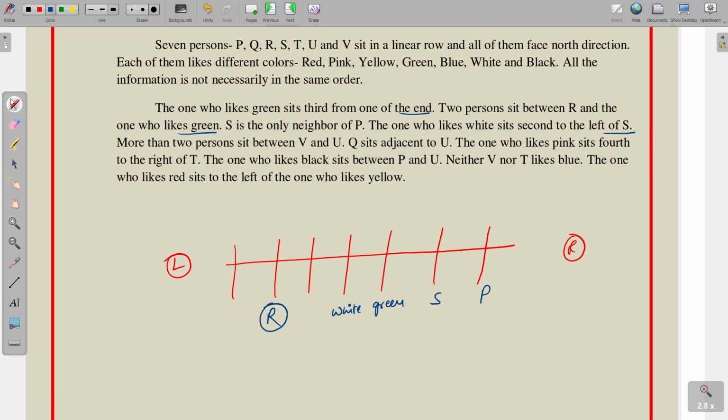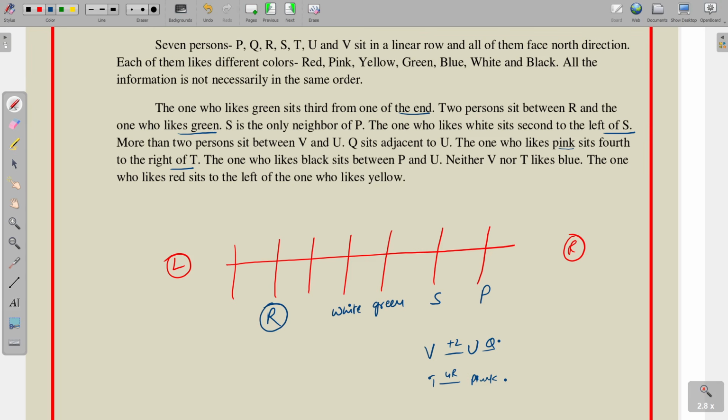Next, more than 2 persons sit between V and U, there are more than 2 persons there. And next, Q sits adjacent to U. Okay, so Q is adjacent to U, and the one who likes pink sits fourth to the right of T. So pink sits fourth to the right of T. It is the pink.